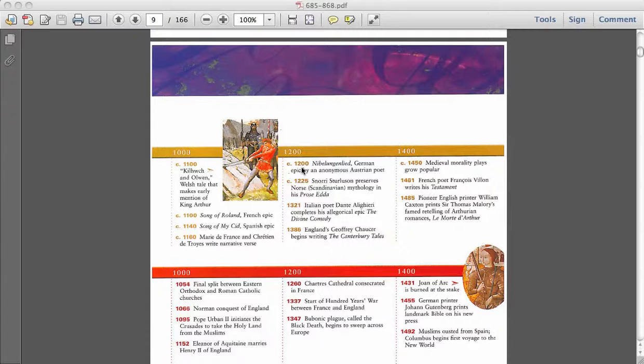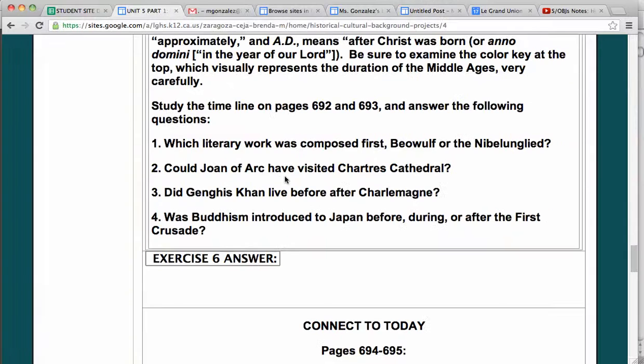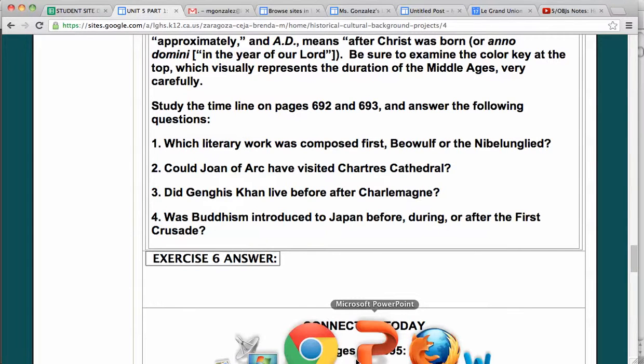So now we have to figure out which one is the oldest. Which one was written first? I think that's the question, right? Let me check it out here. Just a second, I'm writing my agendas. Where do I have it? Right here. It says, exercise 6, number 1, which literary work was composed first? Beowulf and Nibelungenlied. So all you have to do is subtract. Let me go back to that other one now.